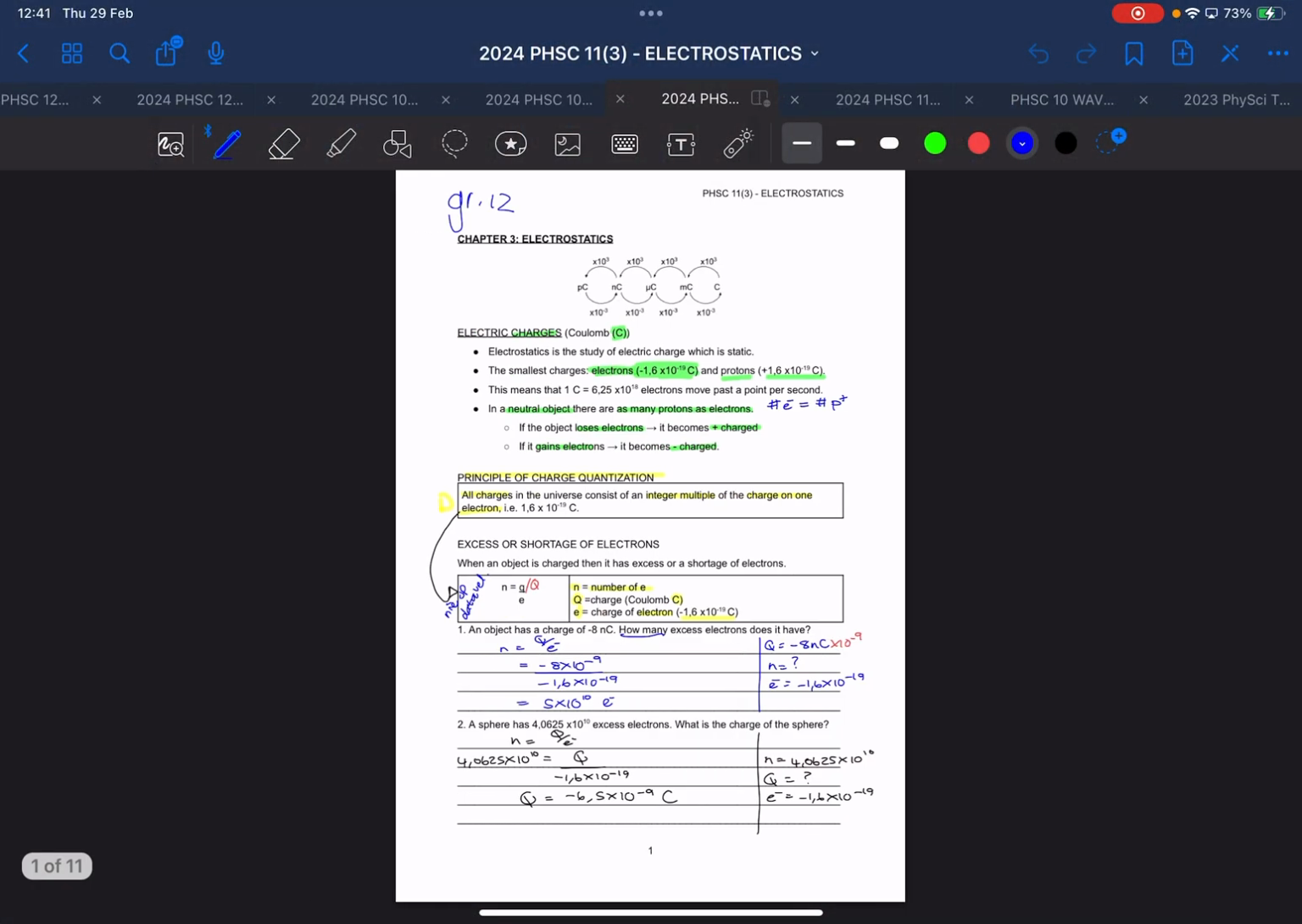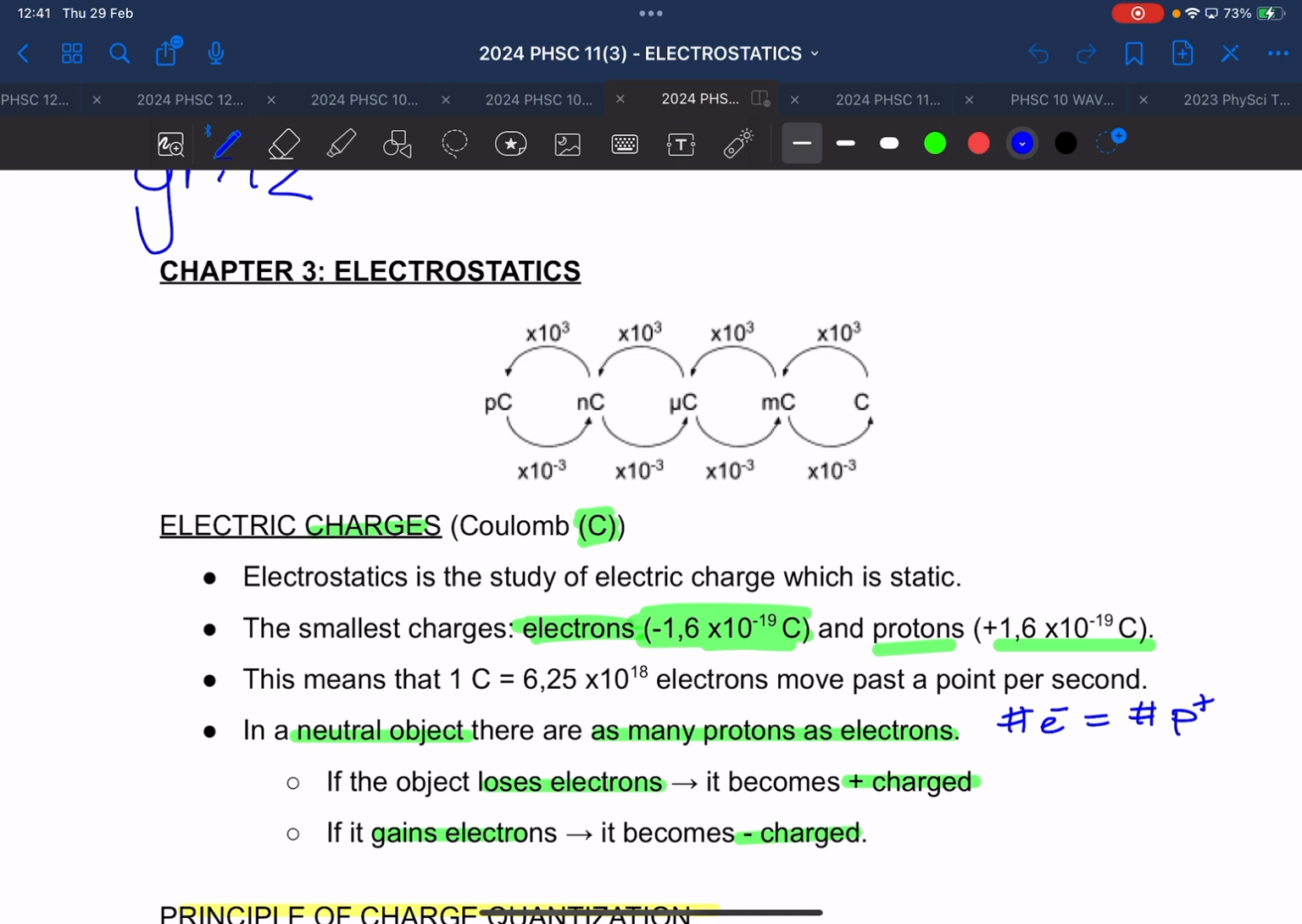Electrostatics, we started in that extra class on Monday. You write on this whole chapter. So in a lesson and a half, we must complete this chapter and practice it.